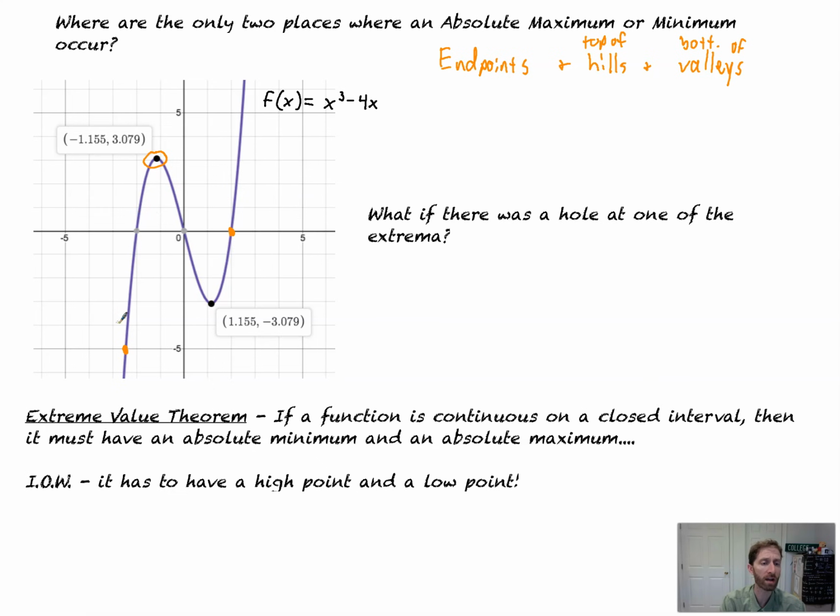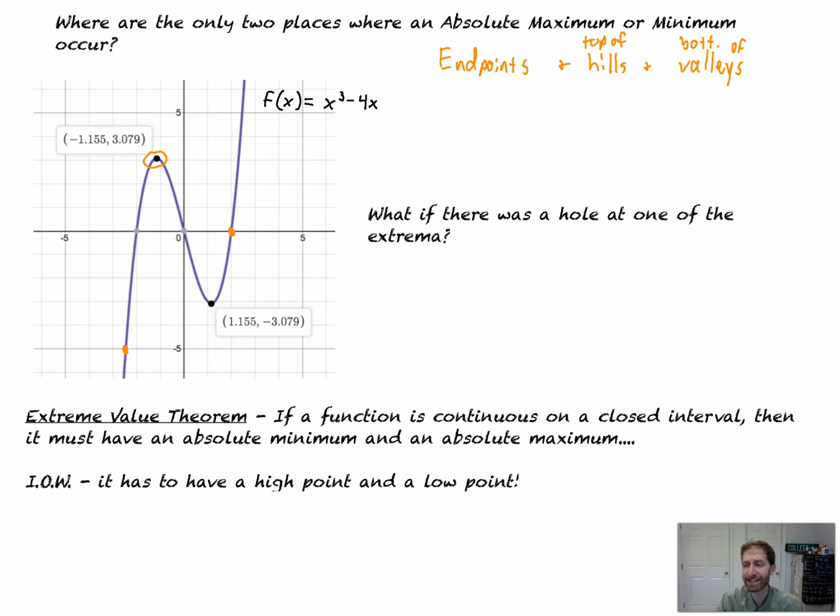There's no point in checking for absolute maxes or mins here or here, in between the endpoints or the hill and valley, because you're on your way to a hill or on your way to a valley. So none of those points on the way to any of these values or the endpoints could be the highest or lowest. So the question here becomes, what if there was a hole at one of the extrema?